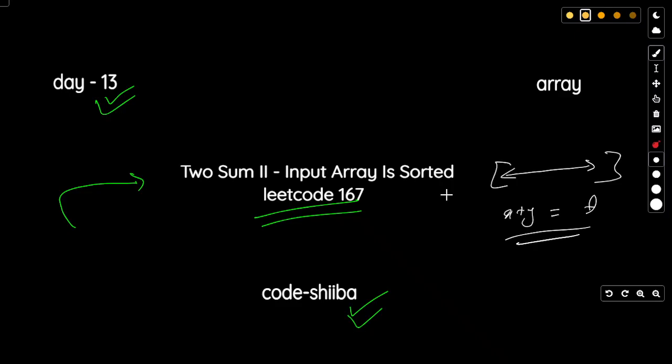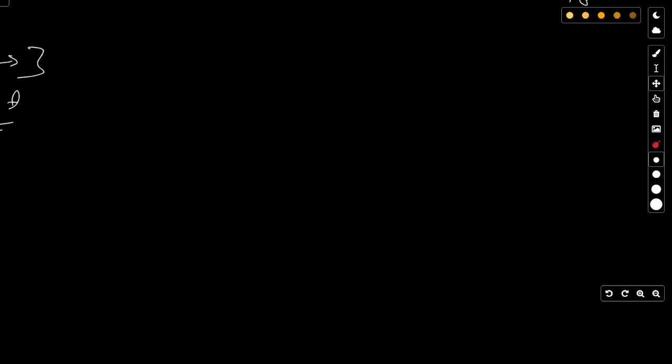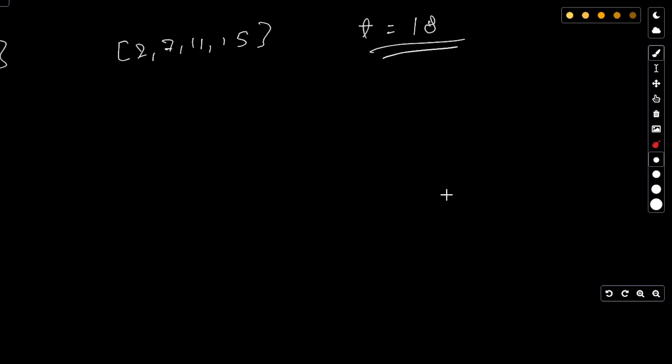2 7 11 15. Let's take one example and see. So this is the target. Let's take the target as a different number now. So this is our array, and we have this target.